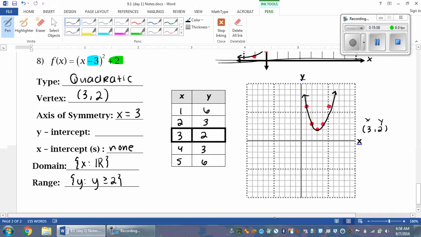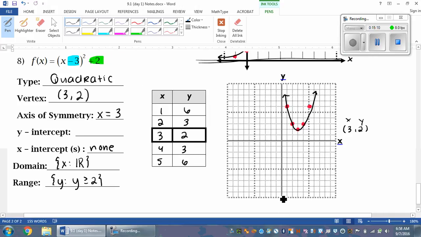Also, having found the y-intercept, remember, if you have a point on the y-axis, that means x is 0. So in my function, I'm going to put 0 in place of x and solve for y. So negative 3 squared is 9 plus 2, which is 11. My y-intercept is 0, 11. And notice it would be up here, but my graph stops at 10. All right, please go ahead and stop the video and complete your homework.